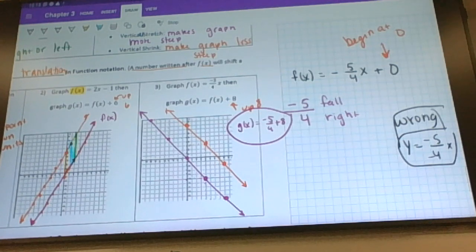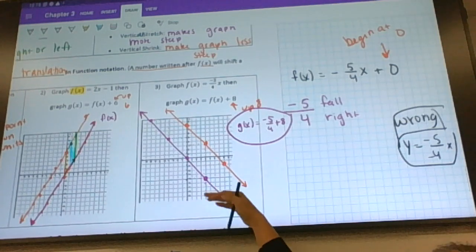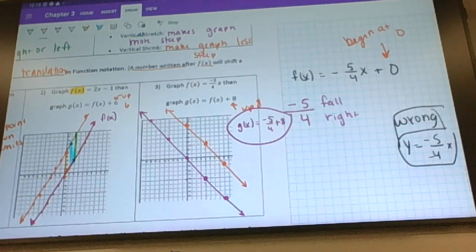I don't necessarily have to hold my. Not if you have the original here. Because it's the same slope, it's parallel. You can just copy it, 8 up. Yeah.